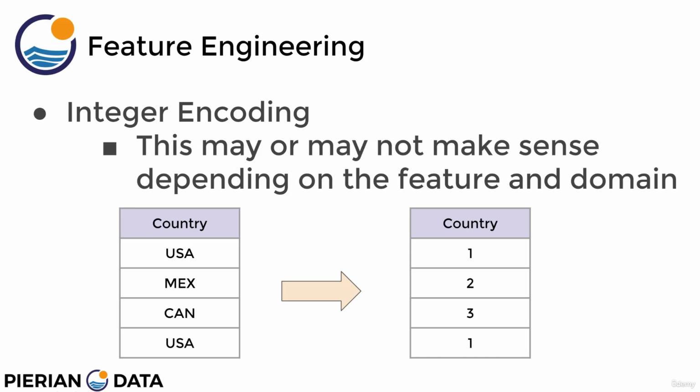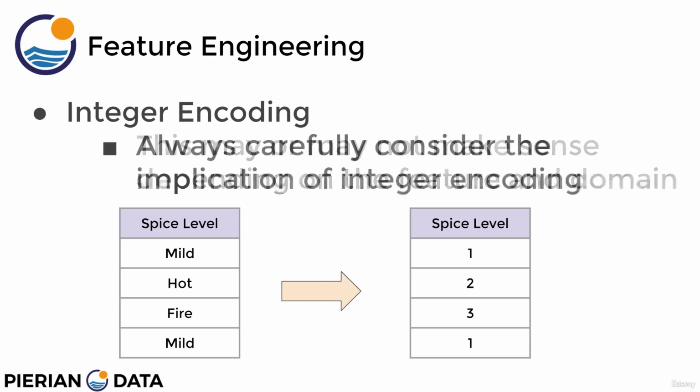For a quick example of something that would definitely make sense for integer encoding, it could be something like spice level, where here we can see we have mild, hot, and fire as different spice levels, and there's clearly some sort of ordering within these string categories. Hot is going to be spicier than mild, and fire is going to be spicier than hot. So in this case, integer encoding definitely does make sense, especially if we are mapping this correctly so that the ordering is as expected, where hot is above mild and fire is above both hot and mild.